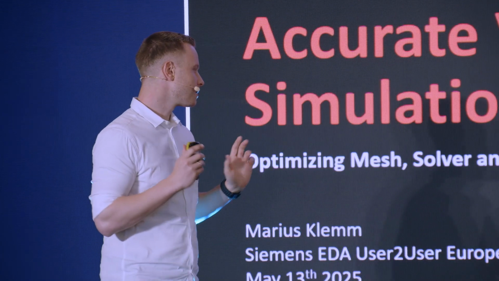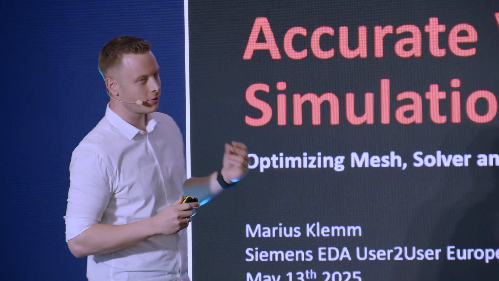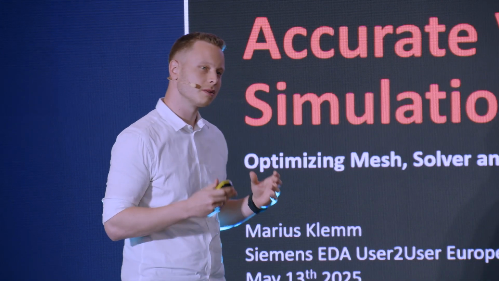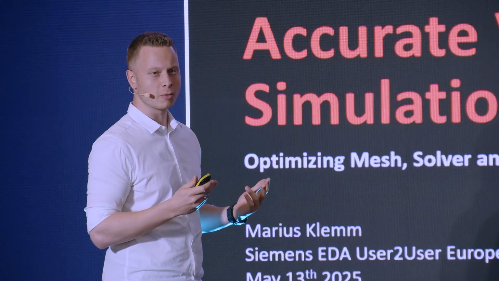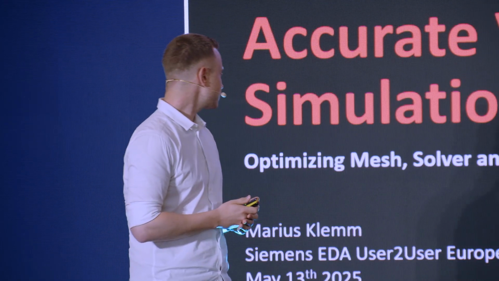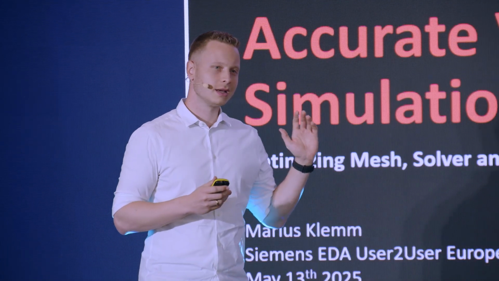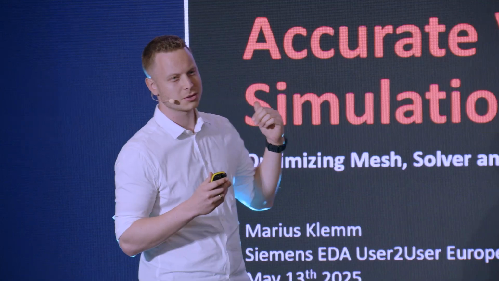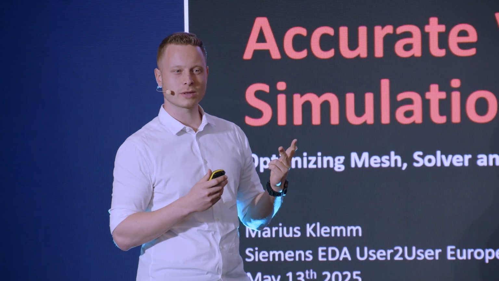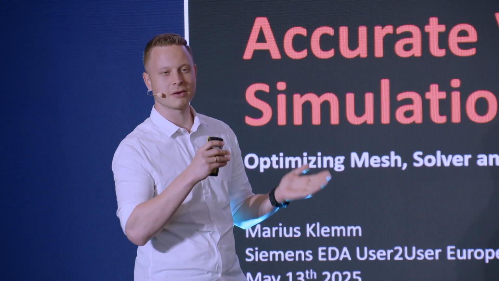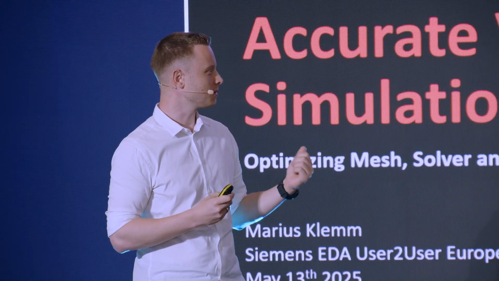So the topic here is accurate stub simulation, especially in HyperLynx, using all kinds of solvers that are available. In this regard, I'm trying to optimize the mesh parameters and the solvers, and also look at what I have to expect from manufacturing variations and tolerances. What are the effects on my PCB?